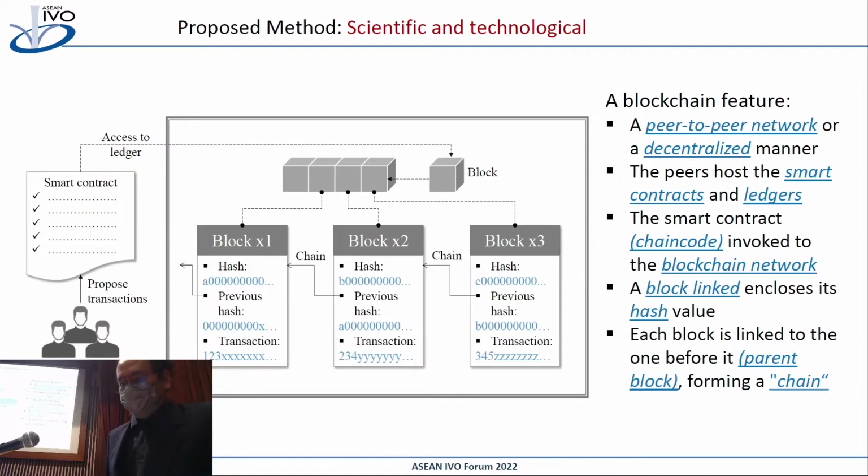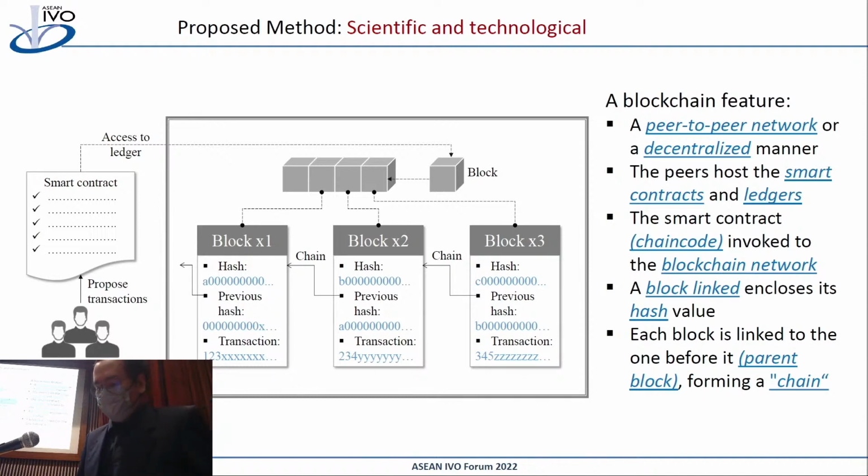For the scientific and technological blockchain method, first consider the following blockchain features. Blockchain transactions take place in a peer-to-peer network, in a decentralized manner. The peers represent the network participants, a key blockchain component, and the peers hold the smart contract and ledgers. The smart contract, or chaincode, is the code that has access to and may answer the ledger and is typically invoked by a user application external to the blockchain network.